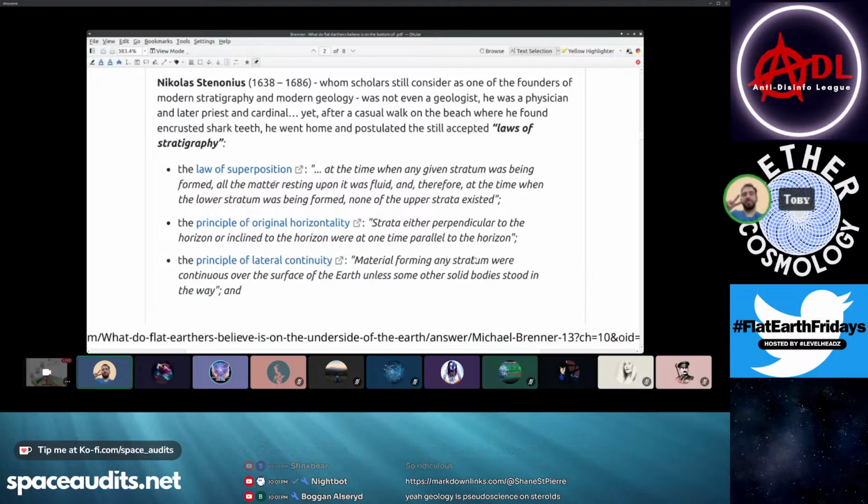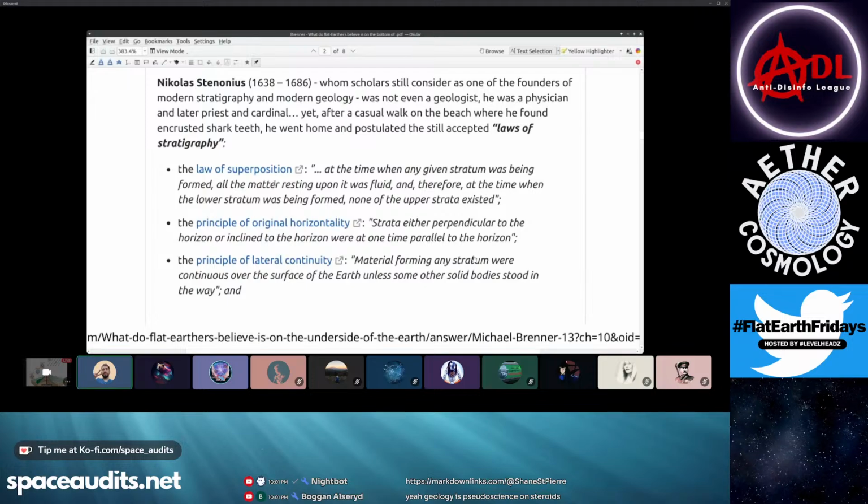So you've got the law of superposition. At any time when any given stratum was being formed, all the matter resting upon it was fluid, and therefore, at the time when the lower stratum was being formed, none of the upper strata existed.